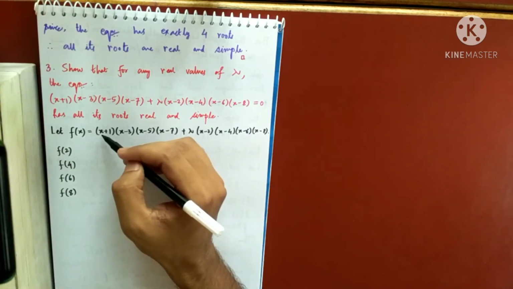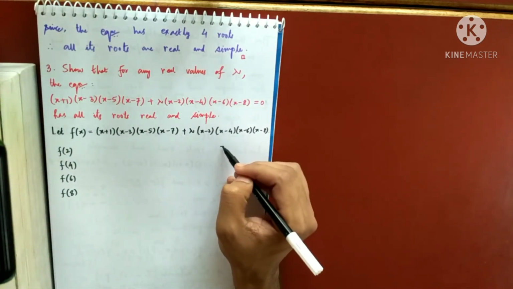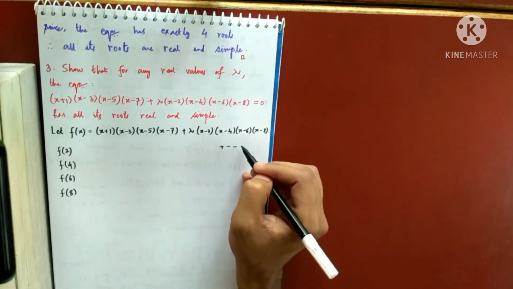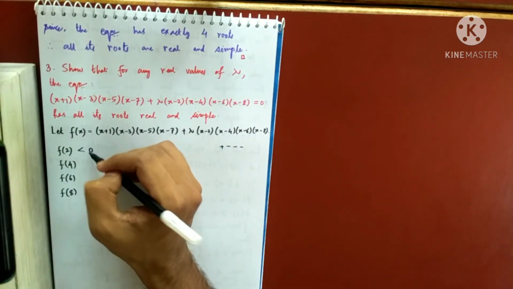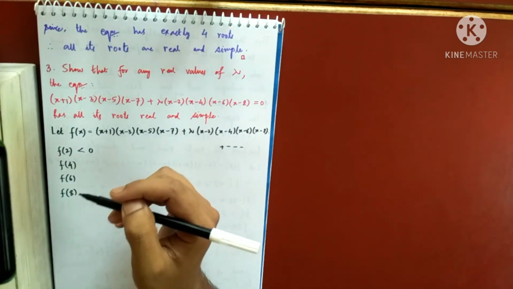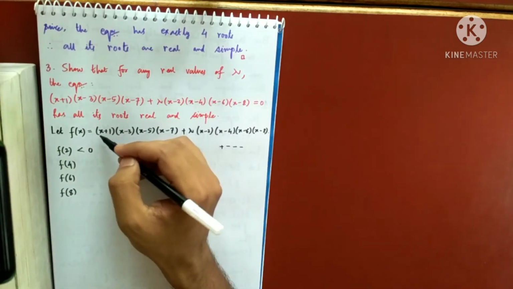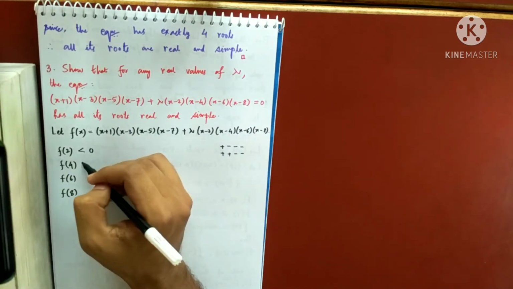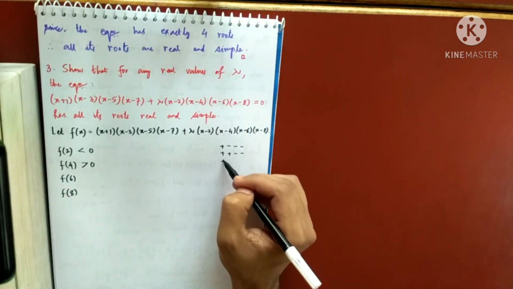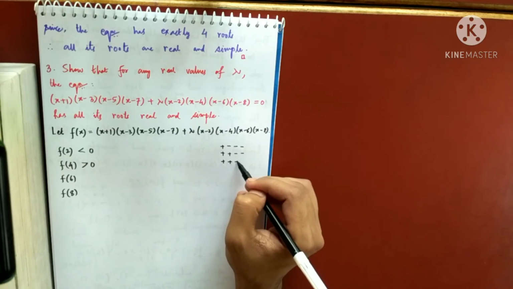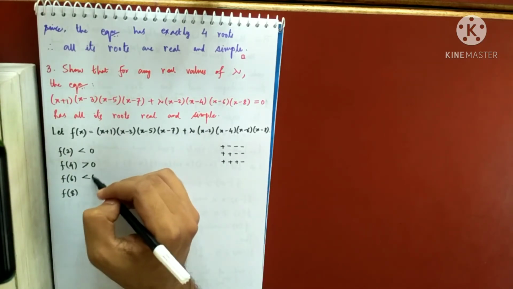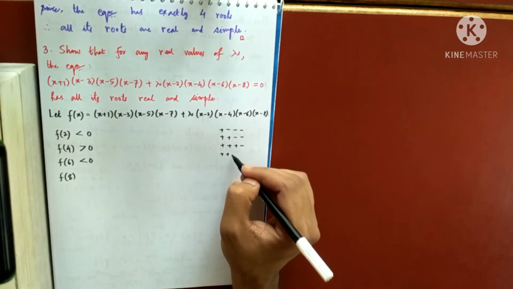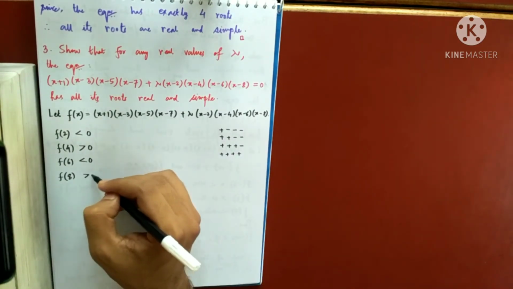So I can clearly determine the sign of f of 2. So what is f of 2? This is positive, this is negative, this is negative, this is negative. So eventually f of 2 will be a negative number. Right? F of 4, this is positive, positive, negative, negative, hence positive. F of 6, positive, positive, positive, negative, so that means negative. And f of 8, positive, positive, positive, positive, that means positive.